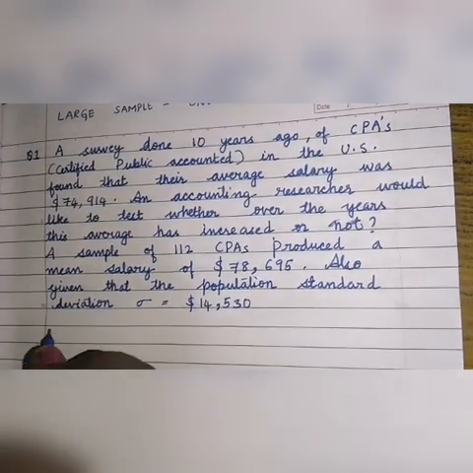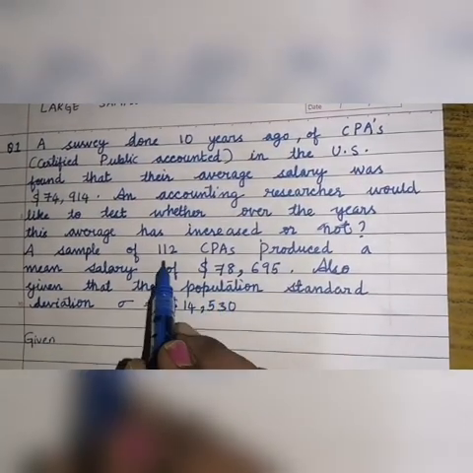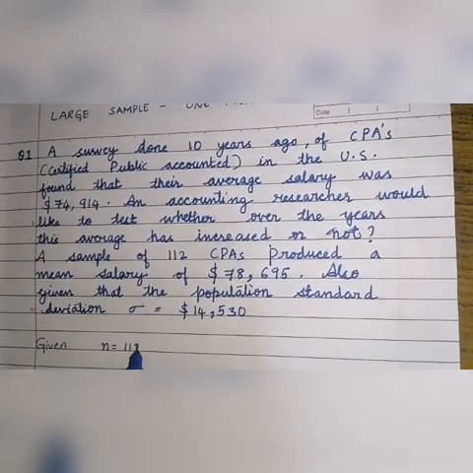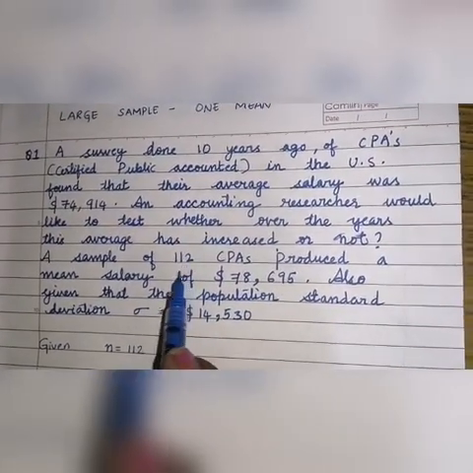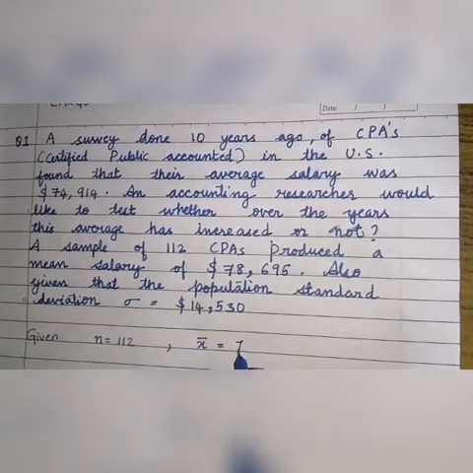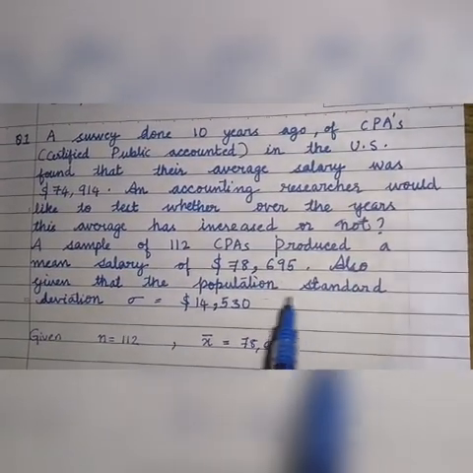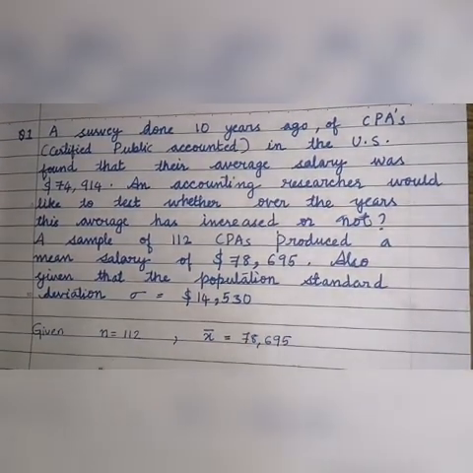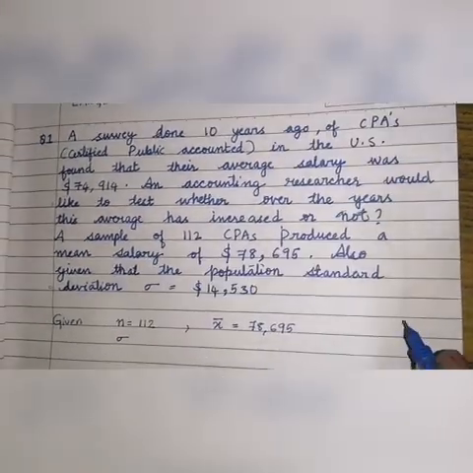Now first, what is given to us? We have a sample of 112, so n, the sample size, is equal to 112. Then the average salary for this sample is given, so we have the sample mean, which is equal to $78,695. Then they also have given the population standard deviation. This is not the sample standard deviation, this is the population standard deviation, sigma. If it is the sample standard deviation, we represent it by small s.